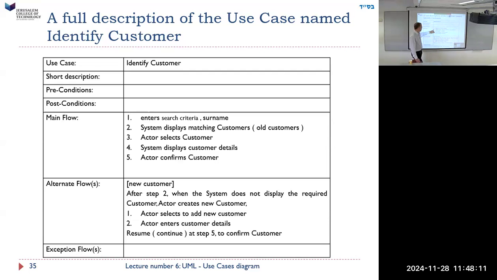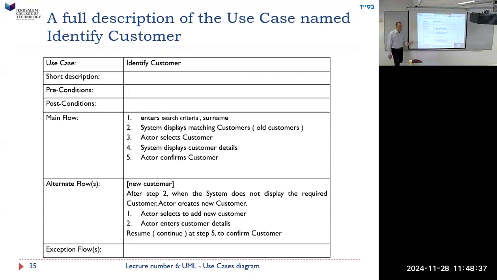After step 2, when the system does not display the required customer, actor creates a new customer. So that's an alternate flow. You see why that's not an exception flow? Because if he is not in the system, I can still create him, and I'll still get the same result at the end, that I've now got a user. If select add new customers, enter details. Okay, and then we continue.